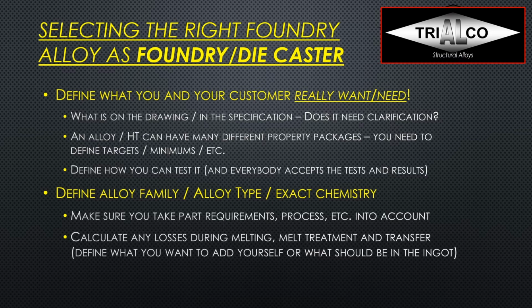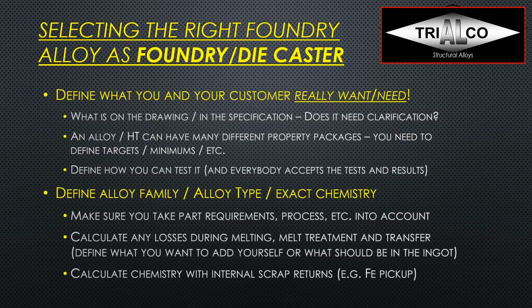We'll get to that. And we saw that in the other webinars if you looked at that. So calculate the chemistry with the internal scrap returns and what you lost and picked up. For example, iron in any kind of steel molds, you will be picking up. Magnesium and strontium you will burn off. So all these things, you need to take them into account, and with all of that in mind, you want to create your purchasing specification for the metal supplier.